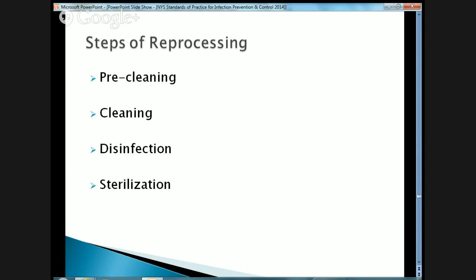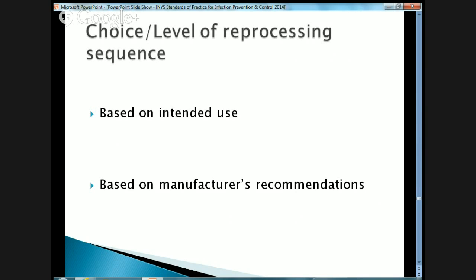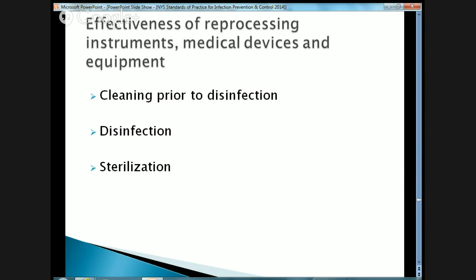Cleaning is actually doing physical cleaning using a brush. Disinfecting is, depending on the instrument, you might not need it to be sterilized. Endoscopy scopes do not need to be sterilized, but they definitely need to be cleaned. So it depends on the type of equipment. The level of reprocessing really depends on what the equipment is, and the easiest way to address that is the manufacturer's guidelines. If you follow the manufacturer's guidelines, you've got it. Make sure that your disinfecting is appropriate for that piece of equipment.